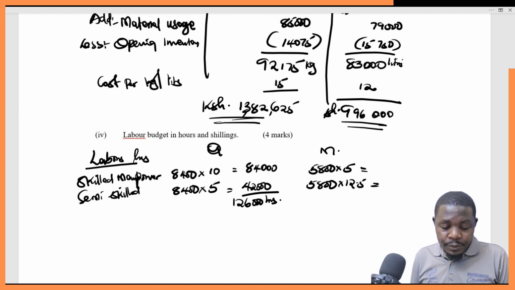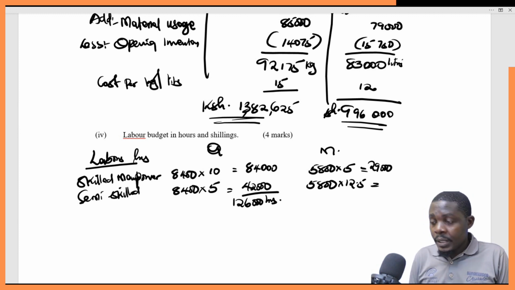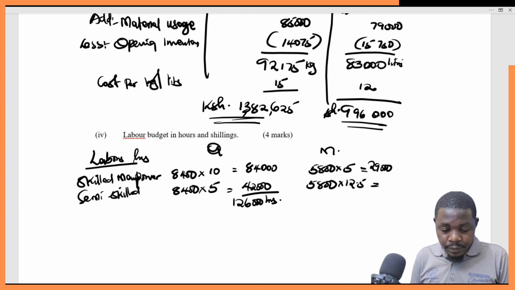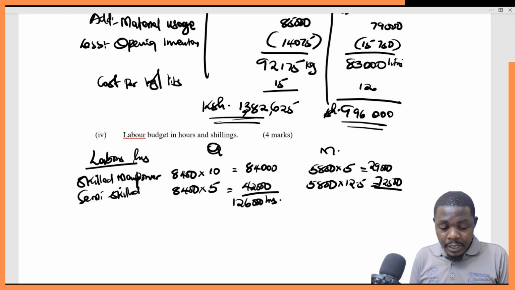What about that side? Multiplied by 5, you get 29,000. And then we have 5,800 multiplied by 12.5. That is 72,500. Multiplied by 29,000, you get 101,500. Therefore, we are multiplying by what?